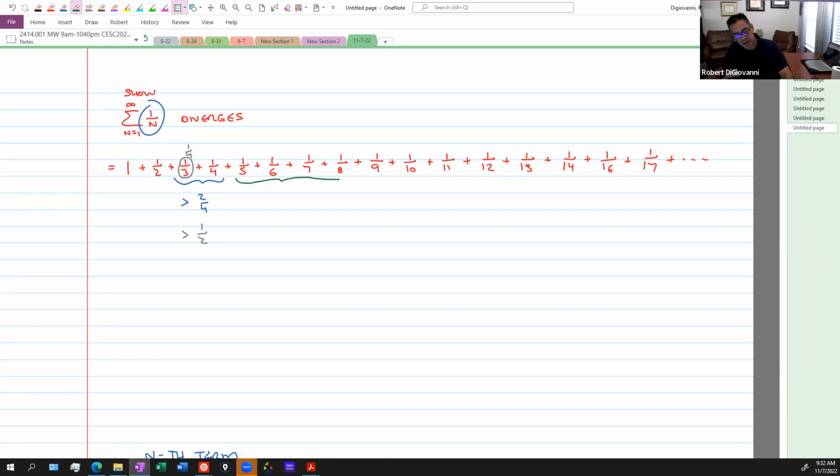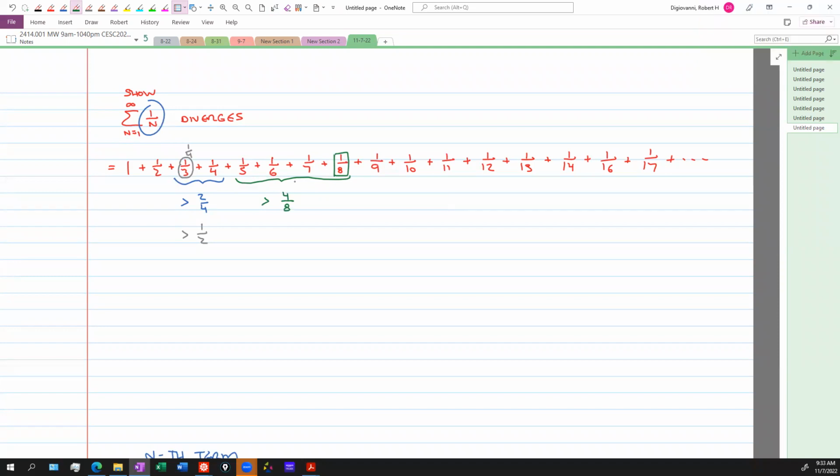Similarly, if we take these four terms, look at 1/8 here. 1/8 is the smallest number in that list, right? All the other numbers are bigger. 1/7 is bigger than 1/8. 1/6 is bigger than 1/7. 1/5 is bigger than 1/6. So all these numbers together should be bigger than 4 of those 1/8, so it should be bigger than 4/8. Do I buy that? Yes. So this should be bigger than 1/2 as well.